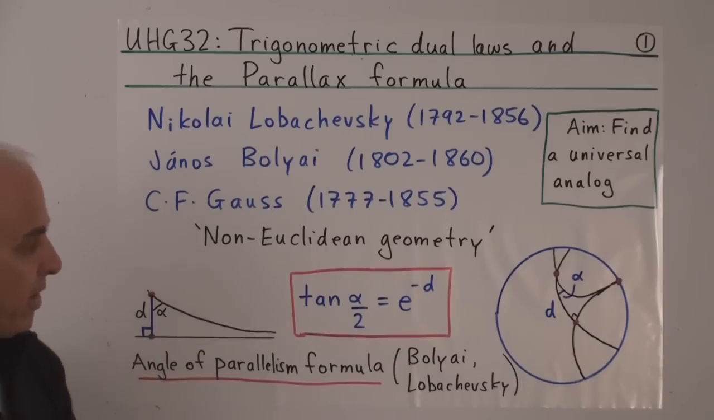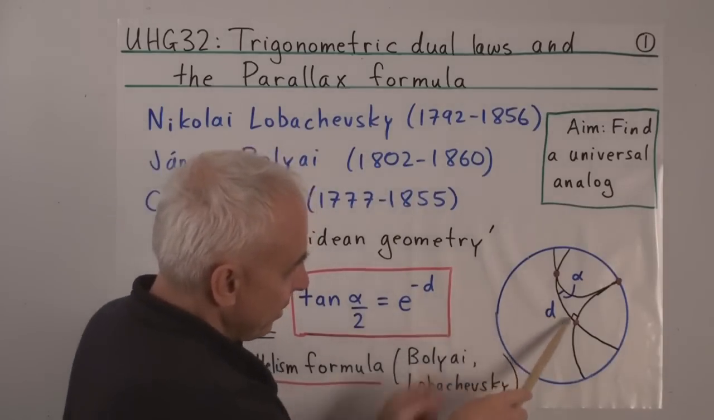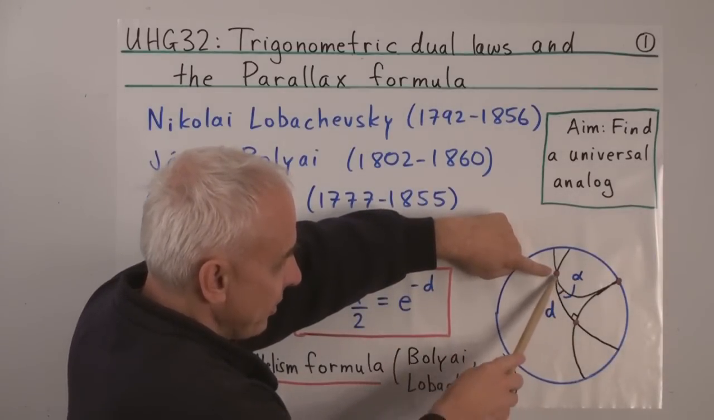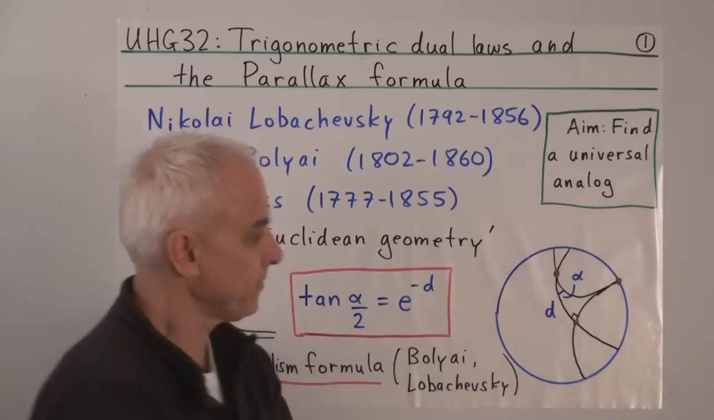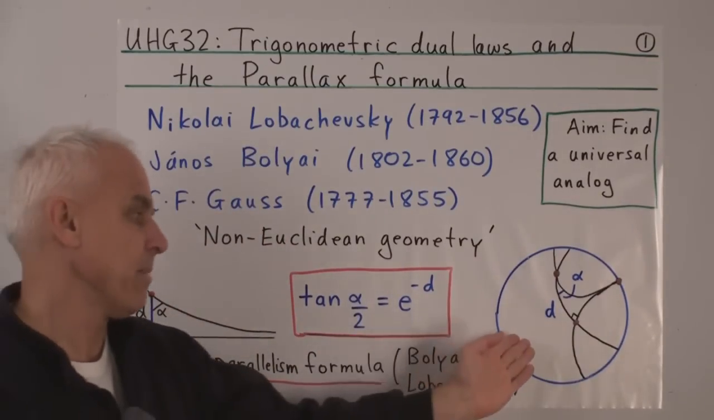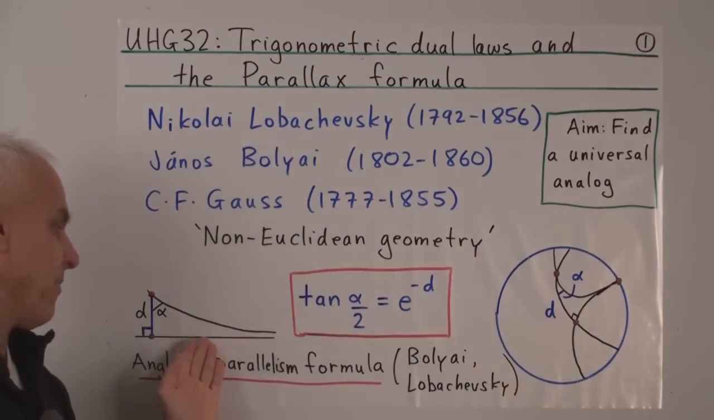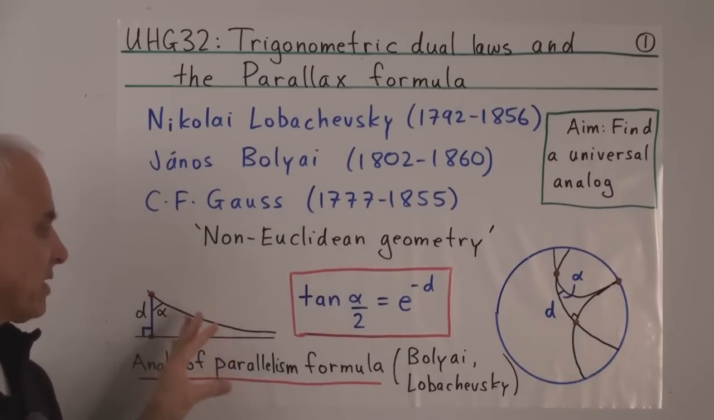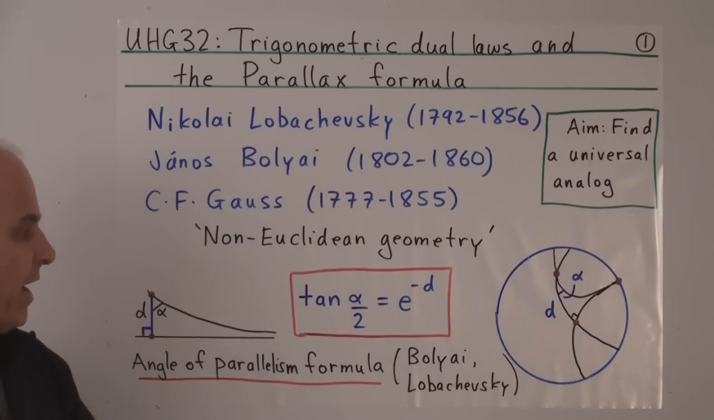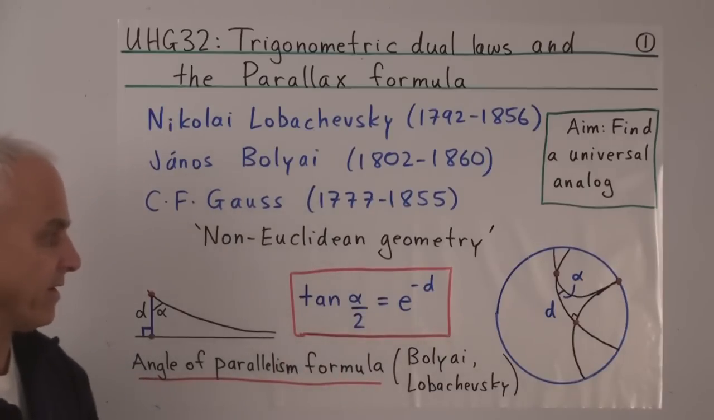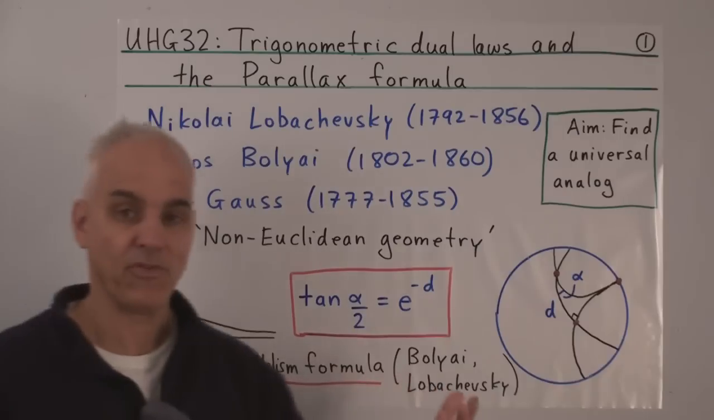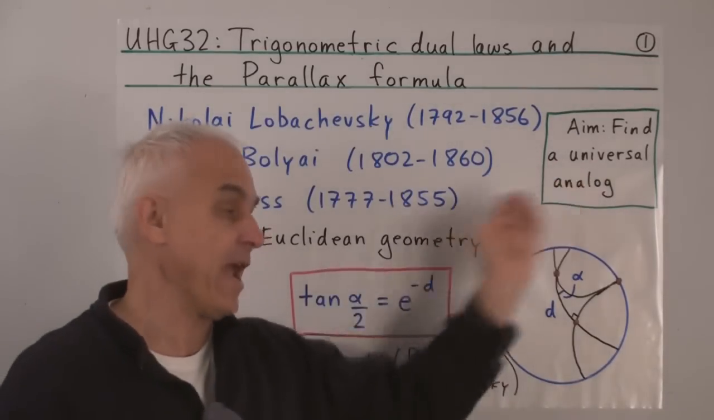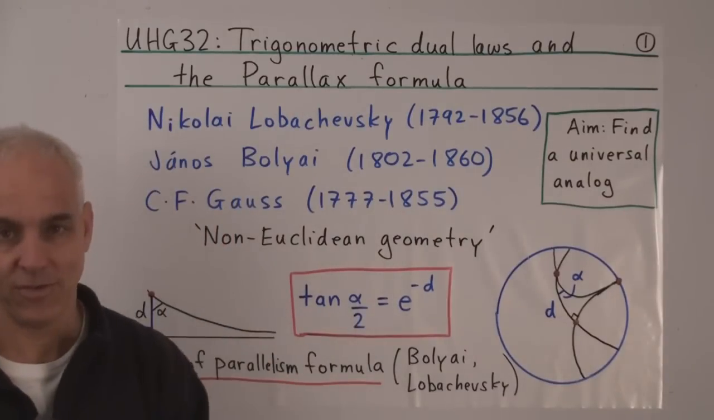And just as over here, we have a distance between these two points, say D, and the angle alpha becomes the angle between this line and this line. So this is the Poincaré view of the same idea that Bolyai and Lobachevsky would have expressed in a picture like this. And this is the relationship between alpha and D, and our purpose in this lecture is to explain to you what the universal analog of this formula is.